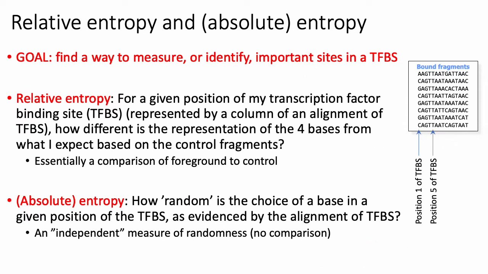For the next few slides, we're going to discuss the concept of relative entropy, which is one pretty common way of measuring, for a given position of your transcription factor binding site within, say, an alignment that you've done between the bound fragments of a TF. Across that single column, relative entropy basically calculates how different is the distribution of bases, so what proportion of the bases you saw were A's, C's, G's, or T's, compared to what you saw from the control fragments.